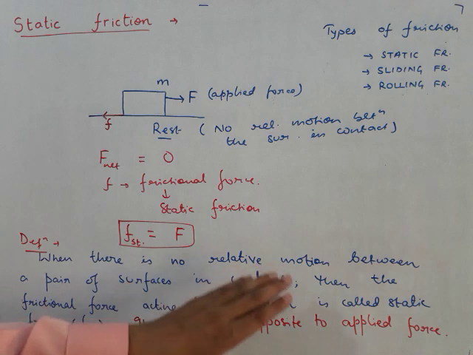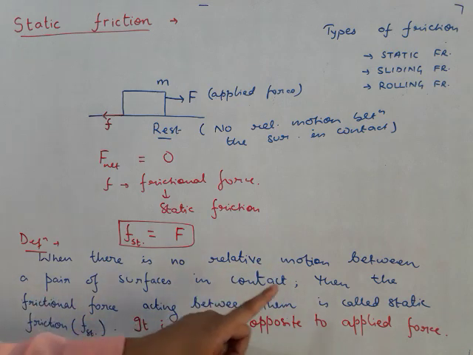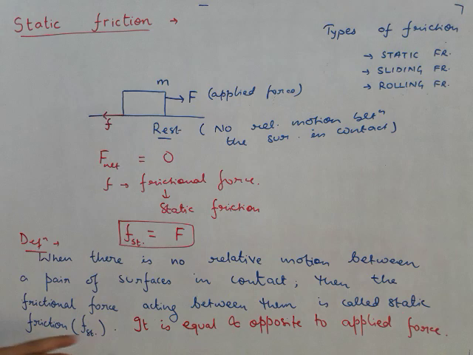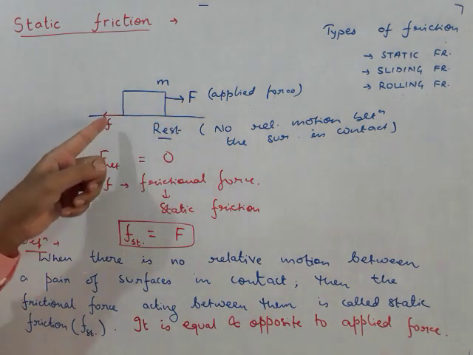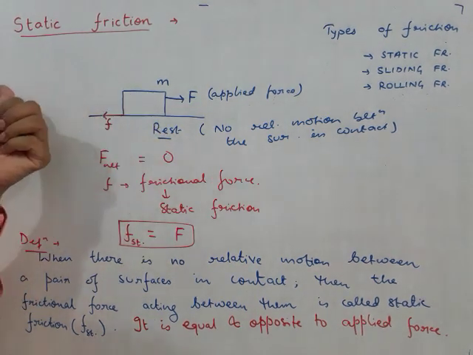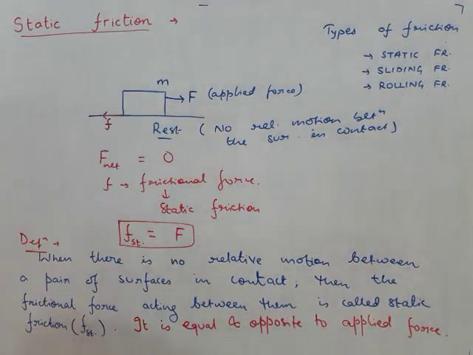So whenever there is no relative motion between a pair of surfaces in contact, then the frictional force acting between them, meaning the two surfaces in contact, is referred to as static friction. And this static friction is equal and opposite to the applied force. If applied force is towards right, frictional force will be towards left. If applied force is towards left, then frictional force will become towards right. It will change its direction. And not only will it be in the opposite direction, but it also has the same magnitude. This is the meaning of static friction.